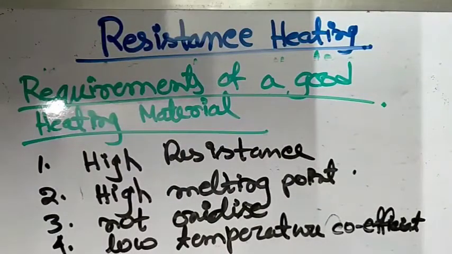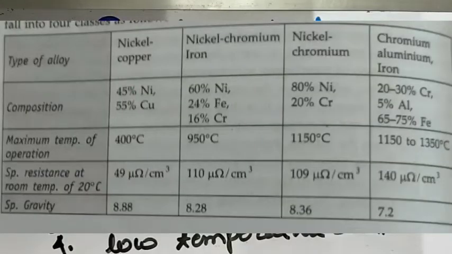Next topic is different types of heating materials. Depending upon the service conditions, such as maximum operating temperature, we have different types of alloys for heating elements. You can see in this table that these alloys are basically divided into four classes: nickel copper, nickel chromium iron, nickel chromium, and chromium aluminium iron.